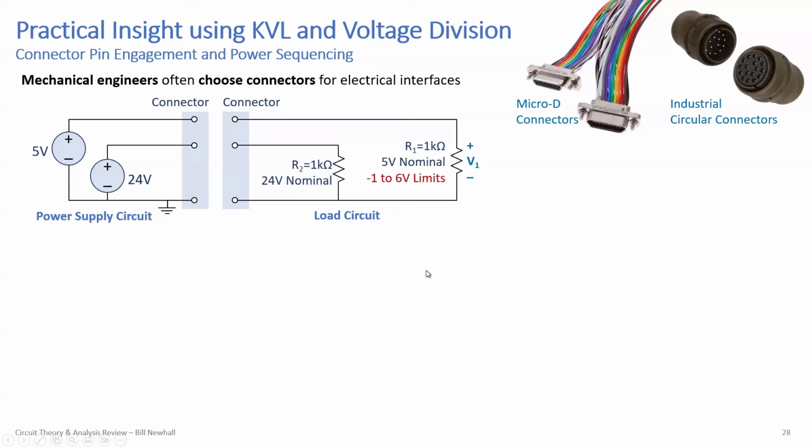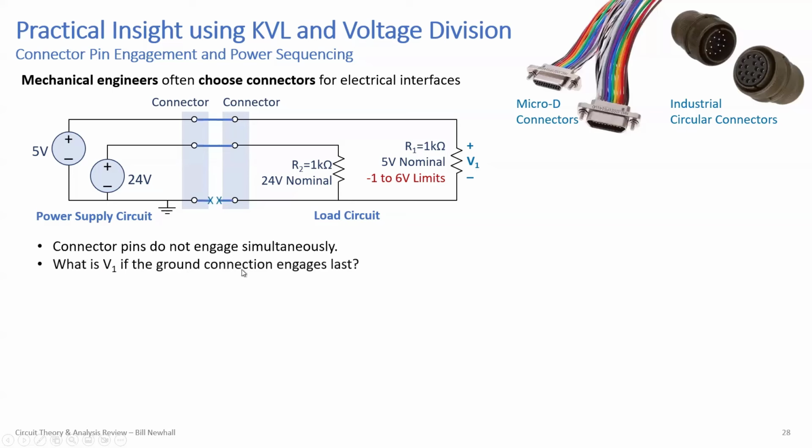But let's suppose that, in real life, there is no simultaneity of mechanical connections. So these pins do not engage simultaneously. So the question is, what is V1 if the ground connection, this bottom connection, engages last? You're just putting this 3-pin connector together. The 5 volt connects, the 24 volt connects, but ground connects last. And eventually, when you plug the connector together, ground connects, but for a small instant in time, that ground connection is not made. What happens?